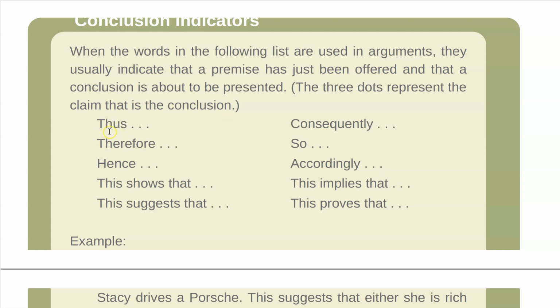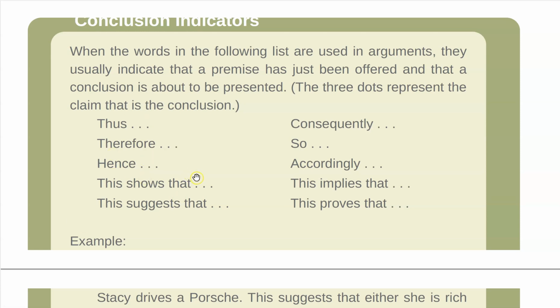So if we see somebody say thus, right? Thus, I should eat cookies for dinner, right? Therefore, I should eat cookies for dinner. Hence, which I have not really encountered in life, but it's worth noting. This shows that. This suggests that. Consequently, so. Accordingly, this implies that. This proves that I should eat cookies for dinner tonight. All of these are going to be like hints that we're about to see the conclusion of an argument.